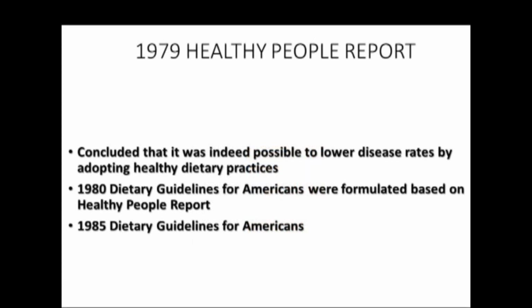The 1979 Healthy People Report concluded that it was indeed possible to lower disease rates by adopting healthy dietary practices. This Healthy People Report influenced the 1980 Dietary Guidelines for Americans that were formulated based on this report. Subsequently, every 5 years afterwards, new dietary guidelines began to emerge, notably the 1985 Dietary Guidelines for Americans.